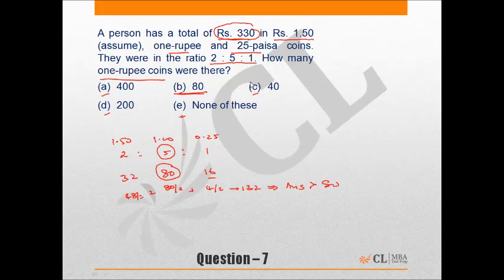If we assume the answer to be 80, the answer has to be greater than 80. Choice C is incorrect. Choice B in any case we have found is not the answer. So your answer is either of these two or none of these.